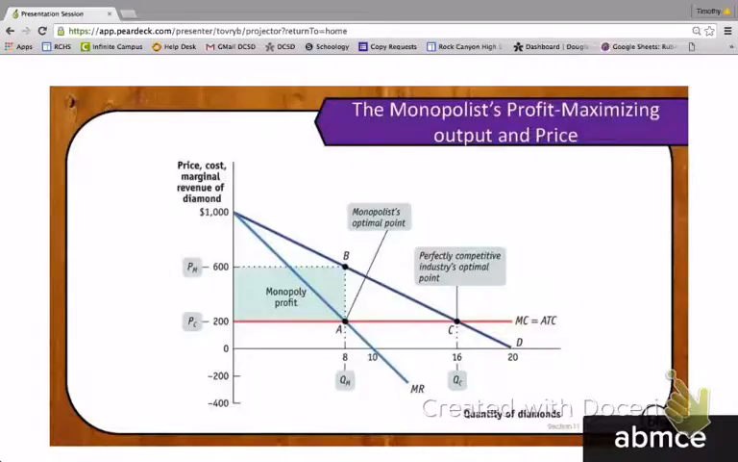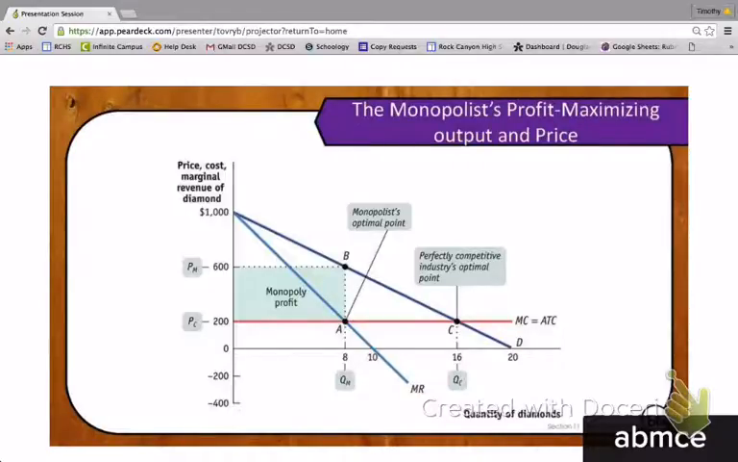And because average total cost lies below the price, you subtract the average total cost of 200 from the price, 600, so it's making $400 per unit multiplied by the 8 units sold, and so the monopoly profit will be shaded and shown there, and it will be a profit of $3,200.